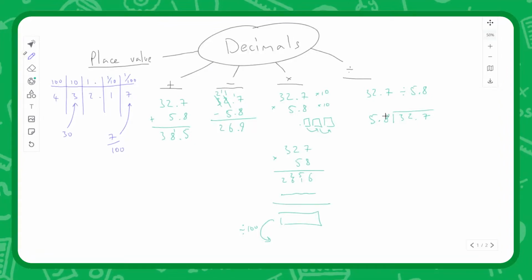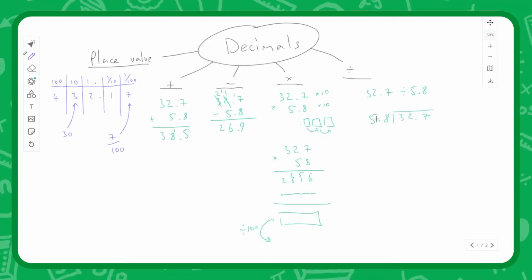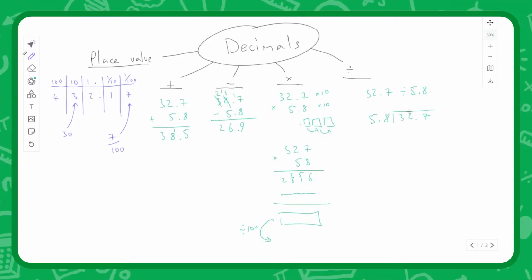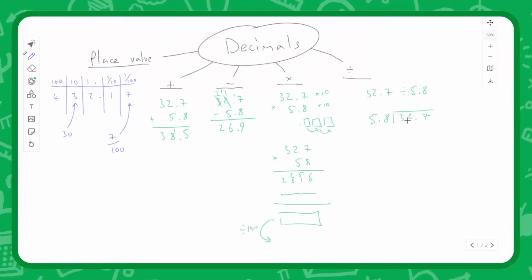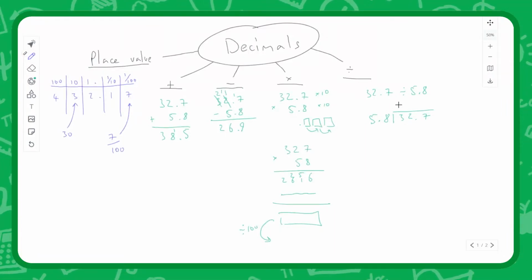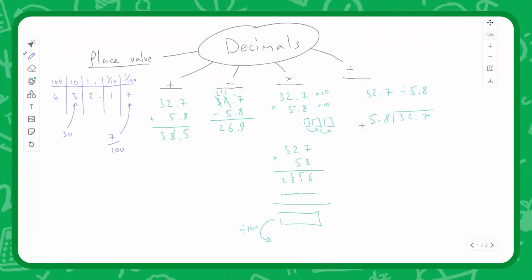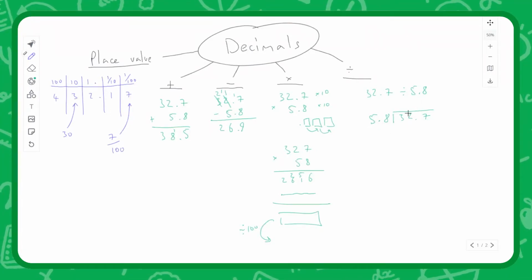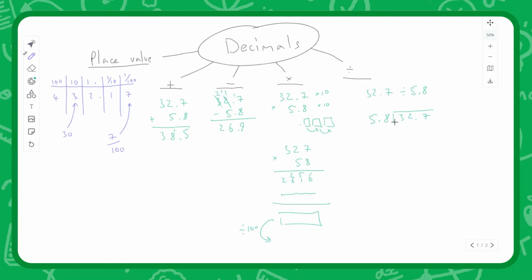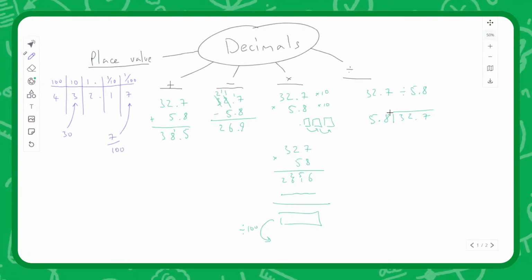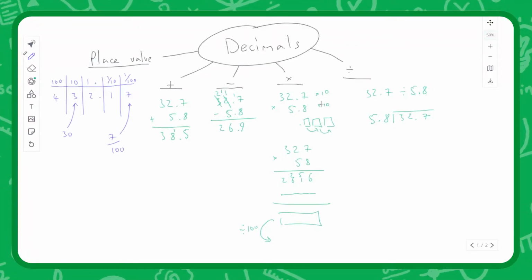And we could do 5.8 into 3, doesn't go. 5.8 into 32. Yeah, we can put 5.8 into 32 probably 5 times, and then we can work out the remainder and put it in front of the 7. Or, it's actually easier to manipulate this rather than the timesing.